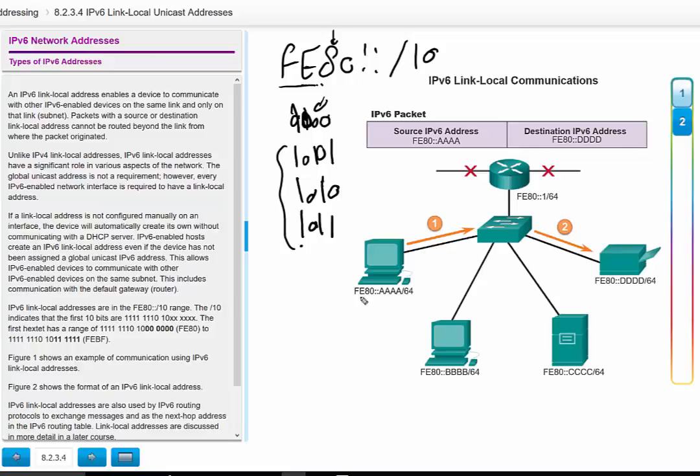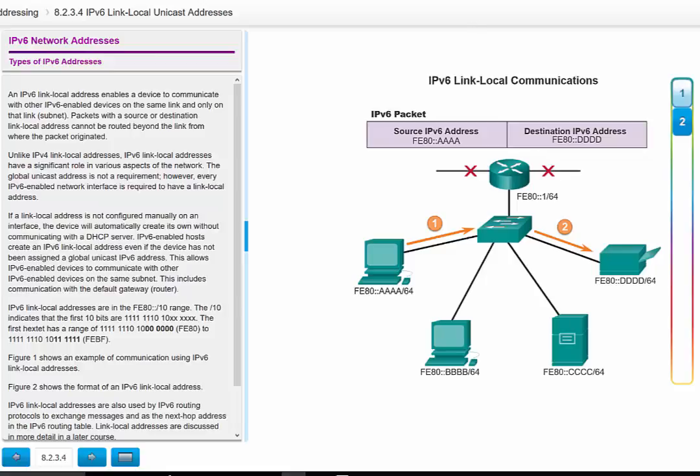So for example, this network here uses the link local IP address that starts with FE80 and then A's, B's, C's, and D's. The router will then suppress any packets that come from this network using these IP addresses. So in that case, these IP addresses are not routed further by the router.